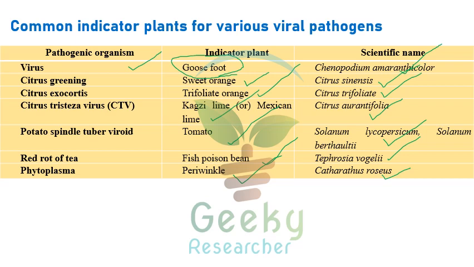So these are all the different kinds of indicator plants along with their use in plant viral diseases. It's very important. Previously I have seen many questions from this, like Citrus tristeza virus can be identified by, or Mexican lime used as an indicator plant for, or sweet orange used as indicator plant for. Something like that we can definitely expect.